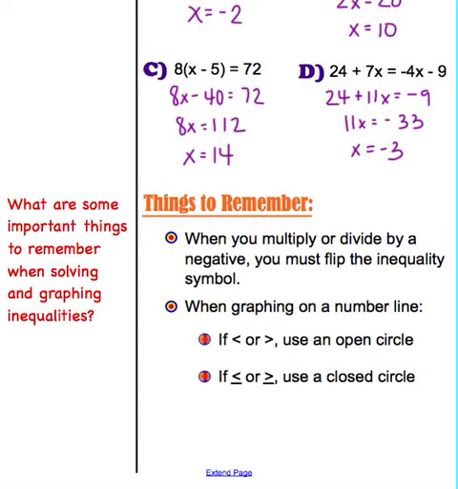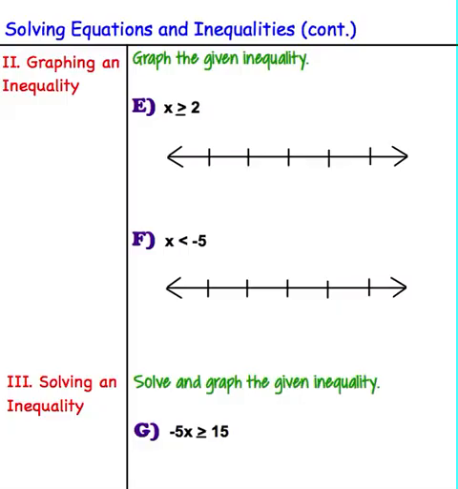So going ahead to try a couple of examples. Let's start by graphing an inequality without having to do any solving. We have x is greater than or equal to 2. So the first thing I'm going to do is label my number line. I like to put the number that is in the inequality in the middle. Remember, it gets more positive to the right and less positive to the left.